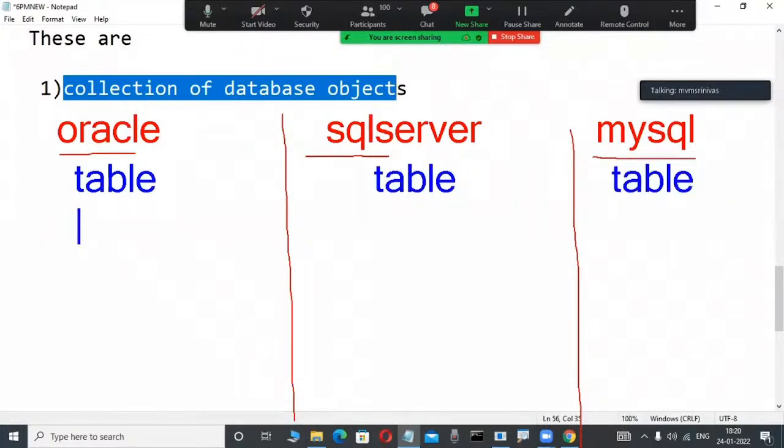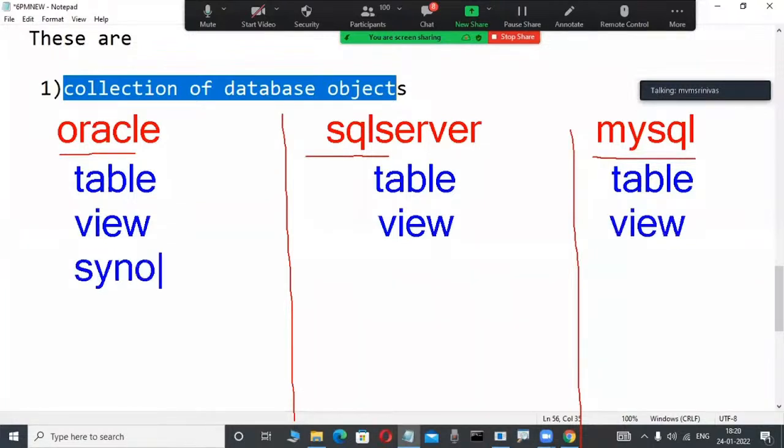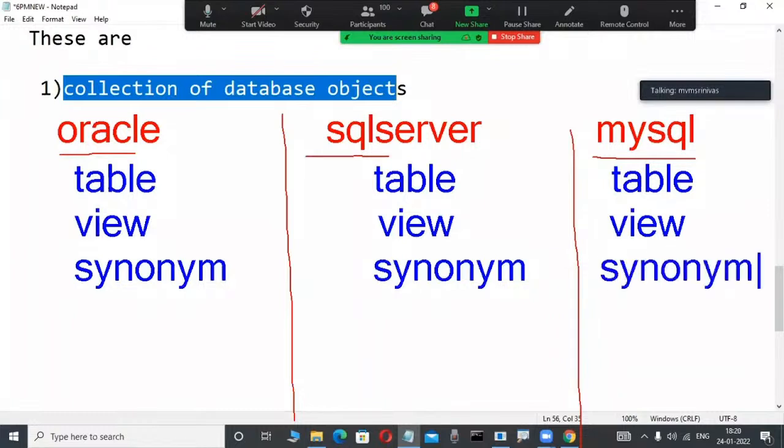Same. Again, a view is a database object, and it has some purpose. Here also a view is there, and here also. A synonym is a database object too. What is a synonym? What is a view? We are learning them, don't worry. In our course, synonym is available, and here also synonym is available. Index is there here, and here also. These are called objects.